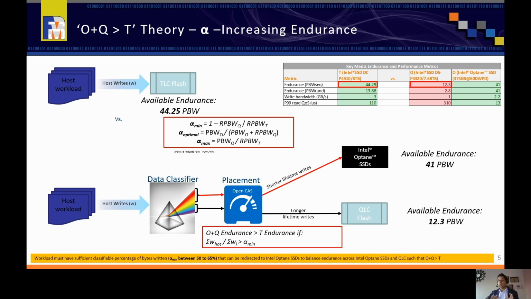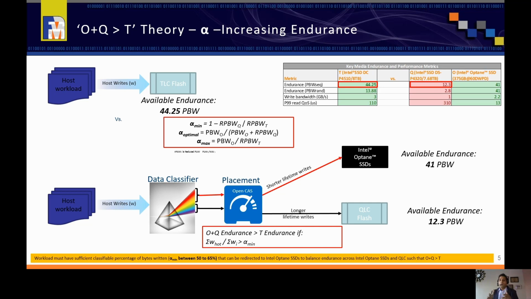And if we continue to increase alpha, we'll reach the farthest point, alpha max, where O plus Q is still competitive with T. Note that now Optane will be the limiter of endurance between alpha optimal and alpha max. So the O plus Q system stays competitive with T for all values of alpha between alpha min and alpha max. And in practice, we have found for database workloads, this alpha min lands somewhere between 50 and 65.